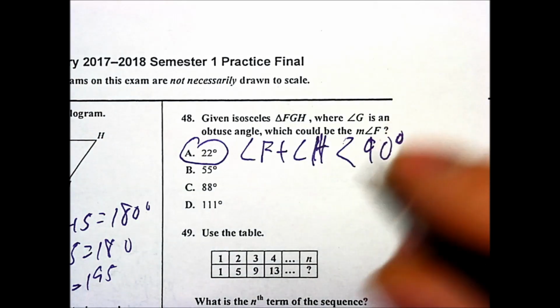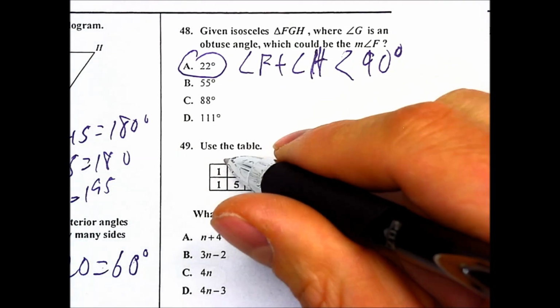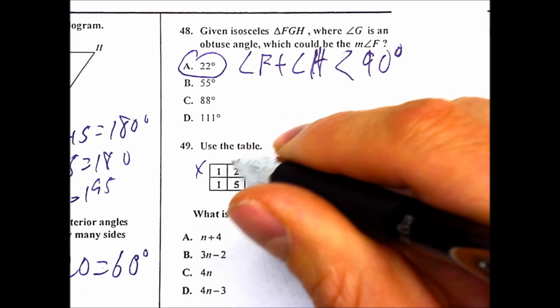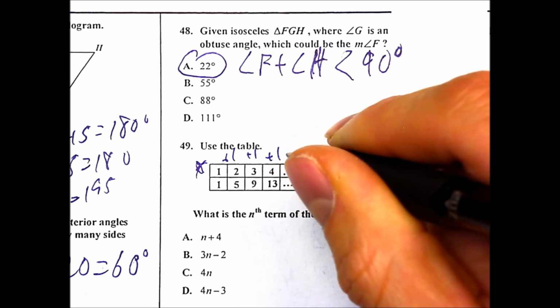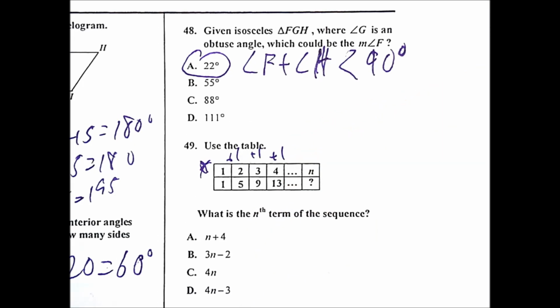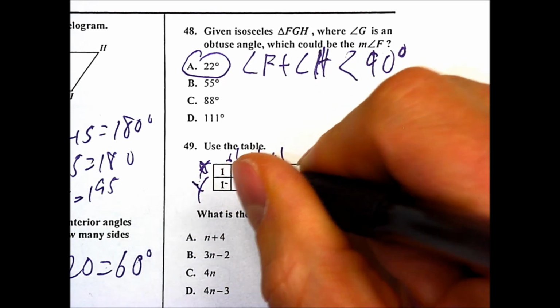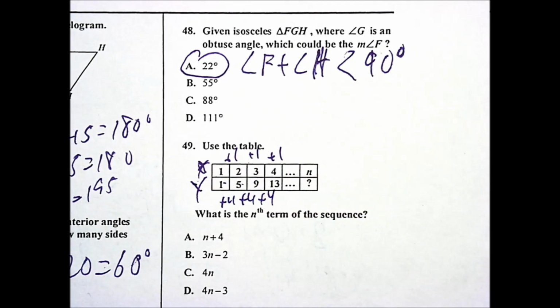All right, question 49, patterns. This pattern is increasing in value by 1 each time in the top of the table. So it's going by 1s here. We'll call these the x's. So x is adding 1 each time, plus 1, plus 1, plus 1. So the next value here for x would be 5. And y is adding 4 each time. 1, 5, 9, 13, plus 4, plus 4, plus 4. So we're adding 4 each time in the y's, and adding 1 each time in the x's.